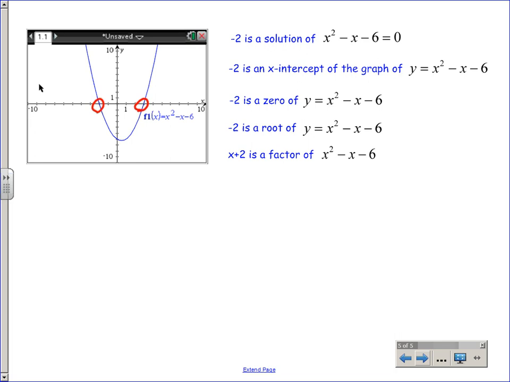So if somebody asks you to find the roots, the solutions, the factors, the x-intercepts, or the zeros, you're going to look on the x-axis and see where it crosses. And they all basically mean the same thing.